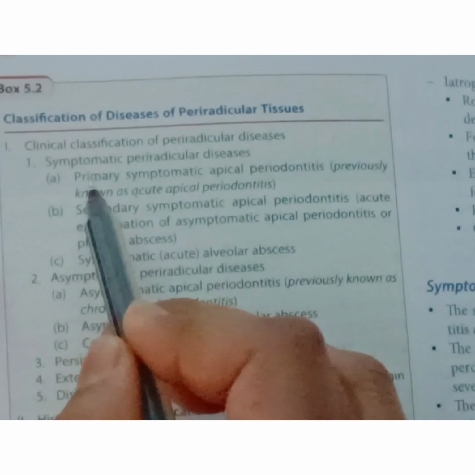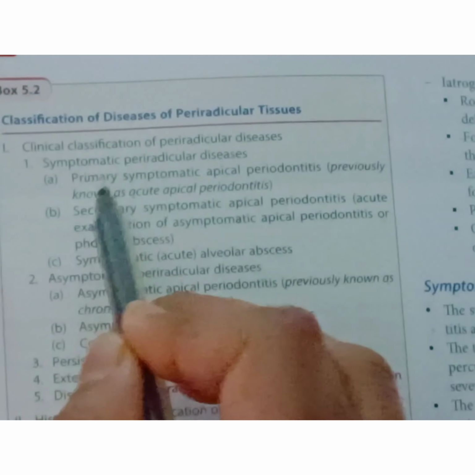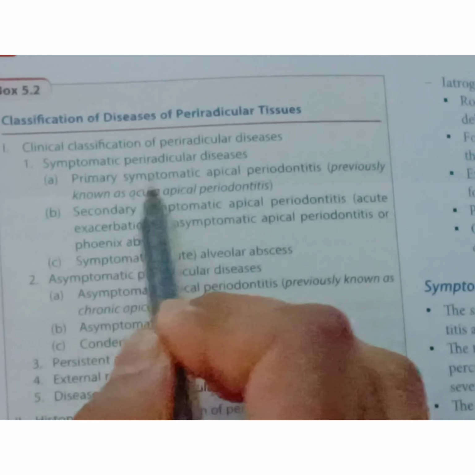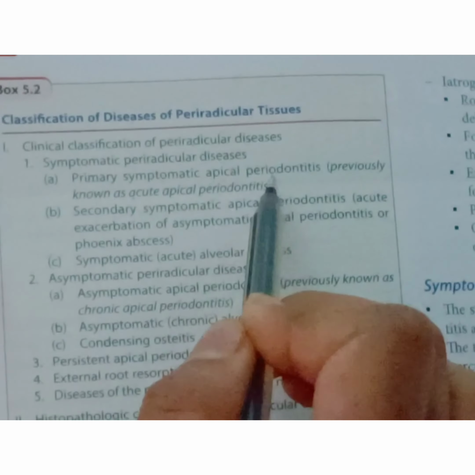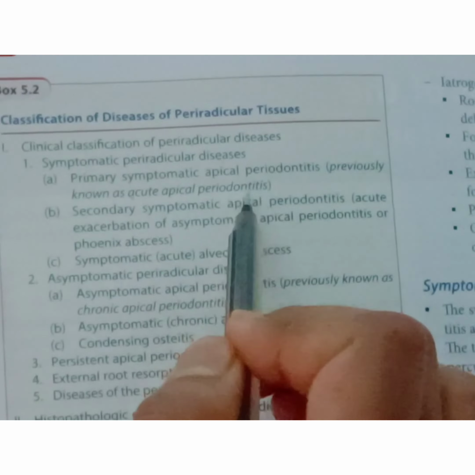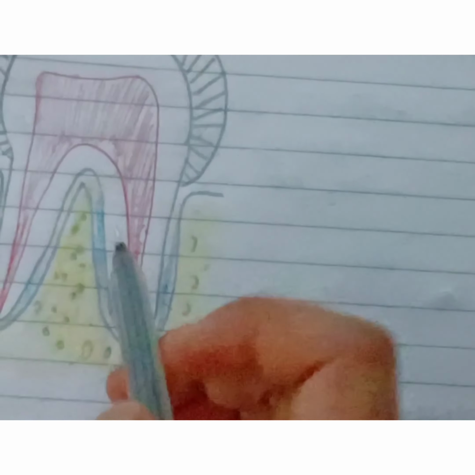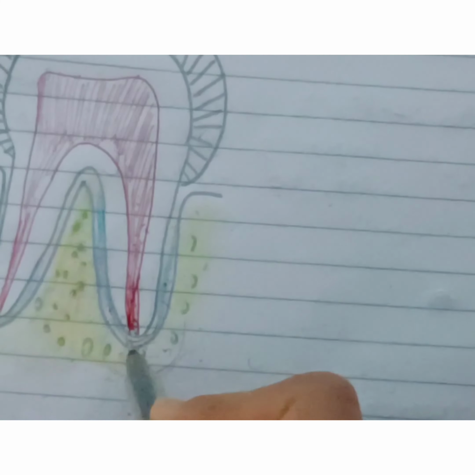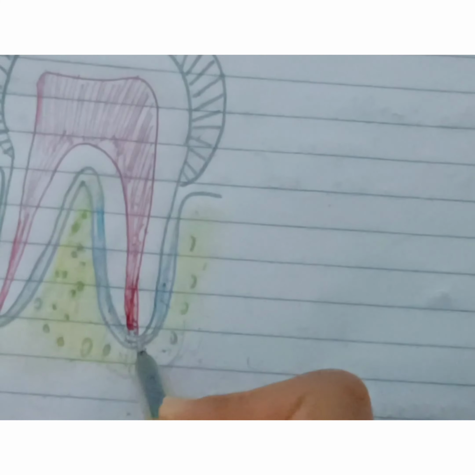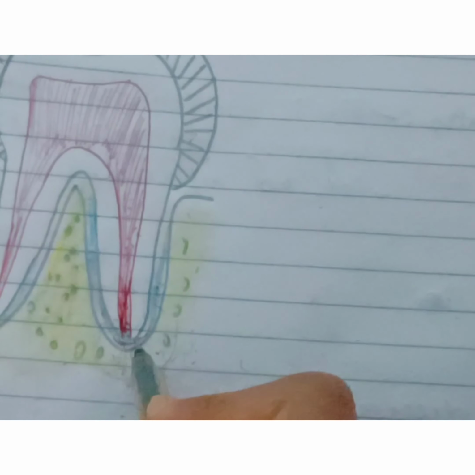So, under this, there is primary symptomatic apical periodontitis. Primary symptomatic because the patient will present with symptoms. Apical periodontitis because it is involving the PDL in the apical region of the tooth. Like this is the apical region of the tooth, and the PDL here is involved, because the infection is leaving the apical foramen, so the PDL in this vicinity will be affected.